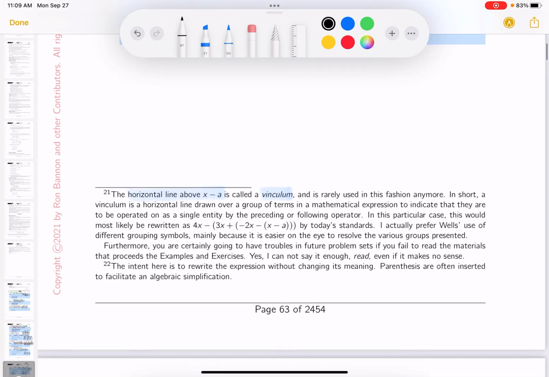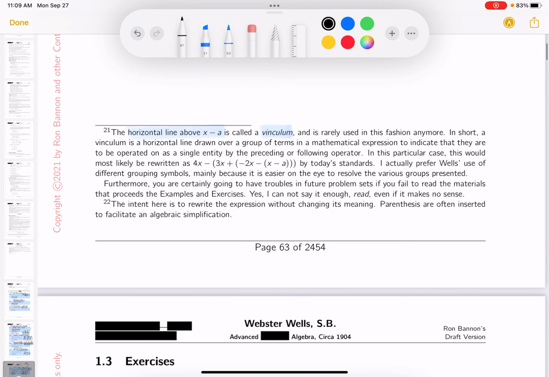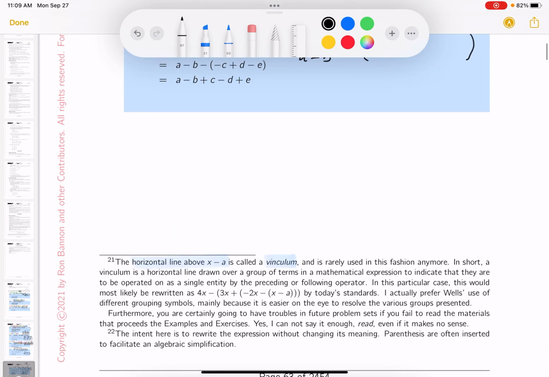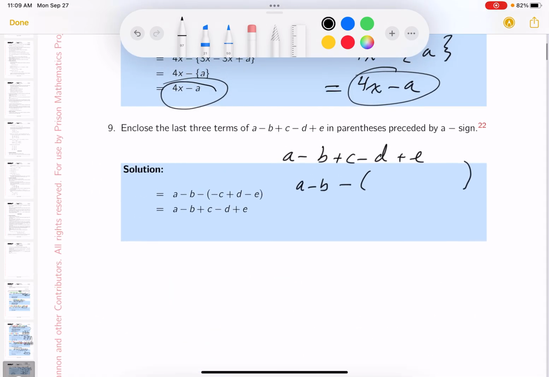But notice there's a footnote over there, and I'll read it to you. It says the intent here is to rewrite the expression without changing its meaning. I do not want to change its meaning. So what I'm going to say is it would be minus C, because minus minus C is plus C. It would be plus D, because minus plus D is minus D, and then minus A. And I'm going to say that's my answer. That answer is listed over here.